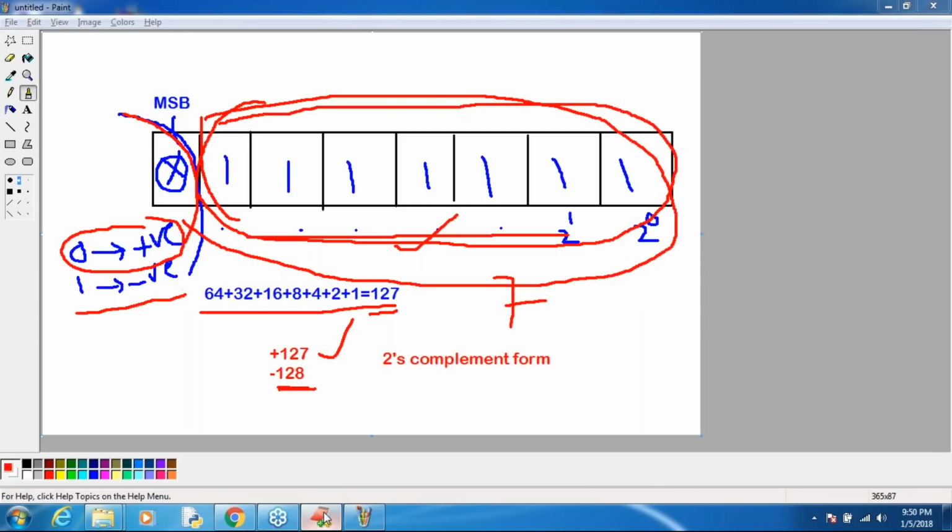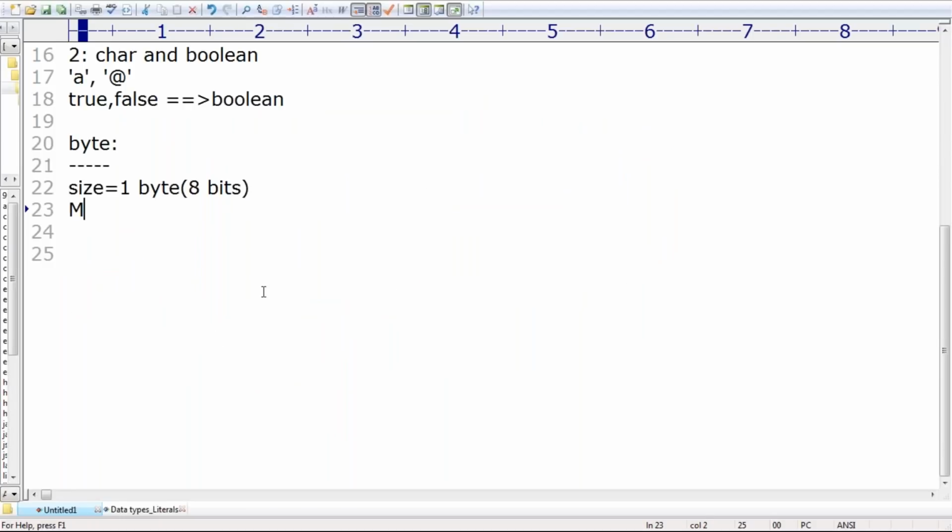What is the minimum value we are able to represent? The max value is 127, and the min value is minus 128. Remember that: min value minus 128, max value 127. That's why we use the word range: minus 128 to plus 127.